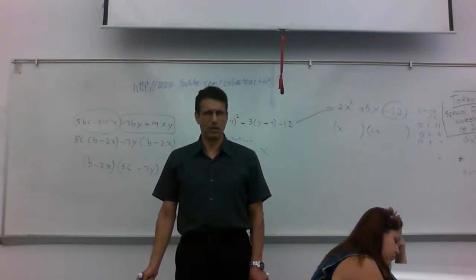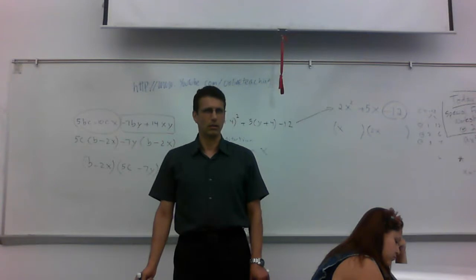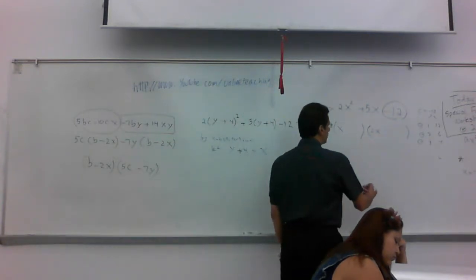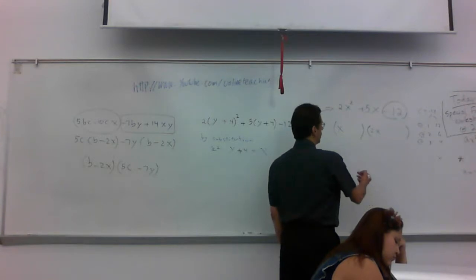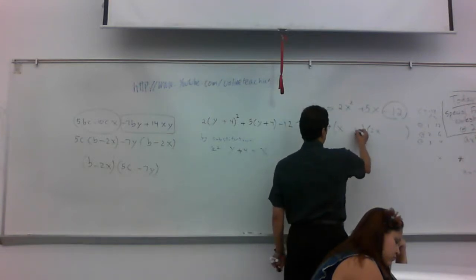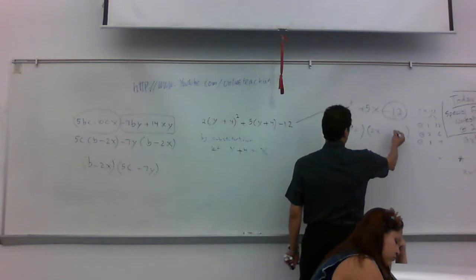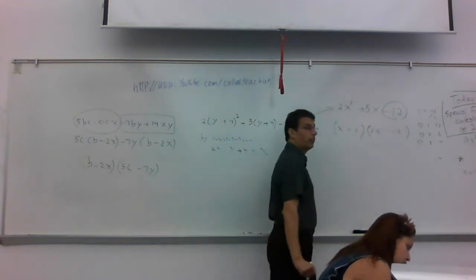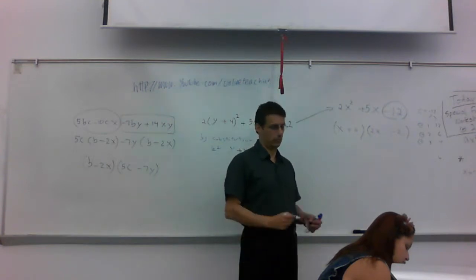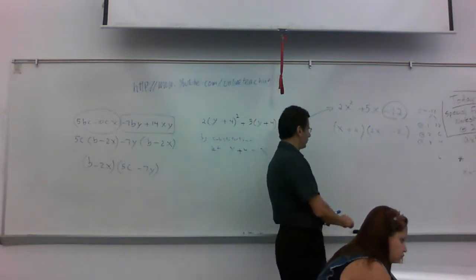But can you see anything can work out here? 2 and 6. Where do you put the 6? The first one? Yeah. Okay. If you put 6 here, positive 6, and negative 2, would that give you positive 5x? No. Nothing works. It's very easy to see. I'm surprised that you guys don't see it.